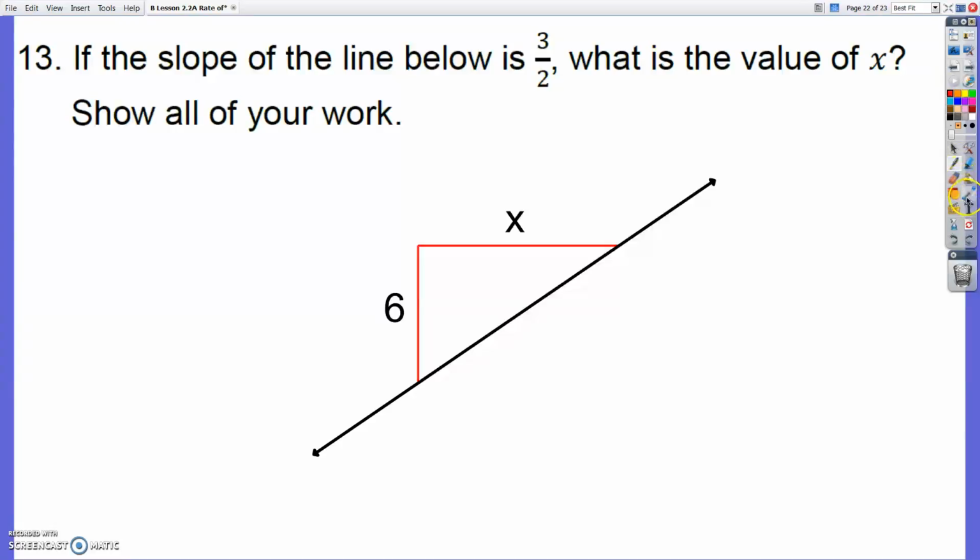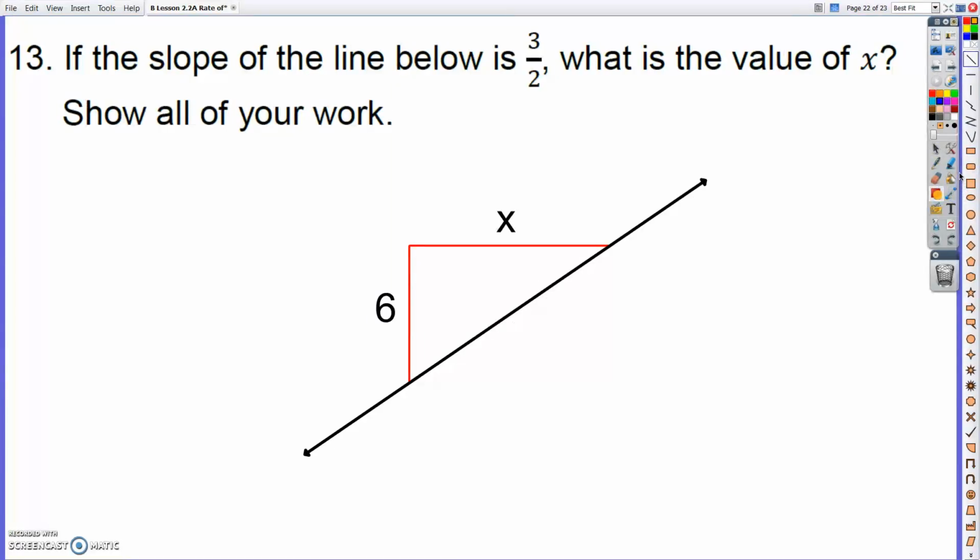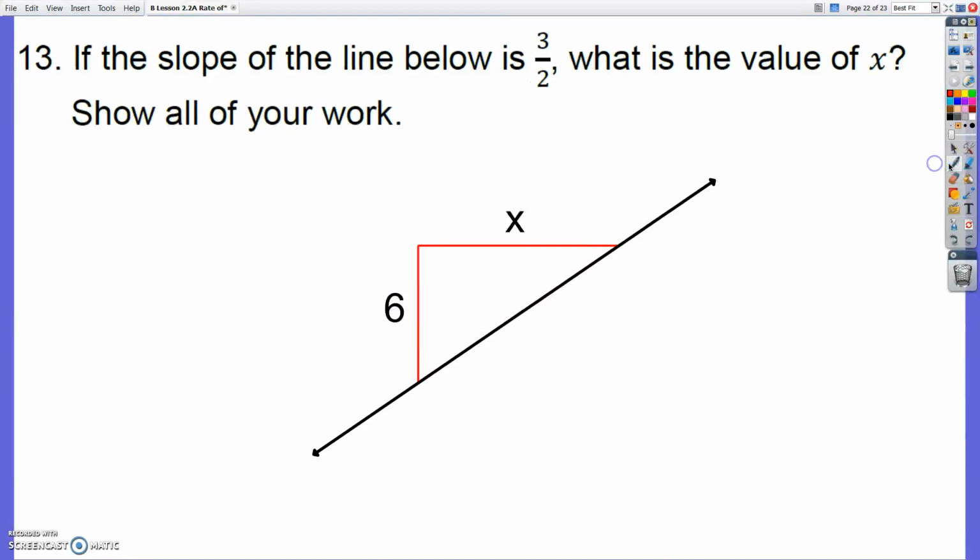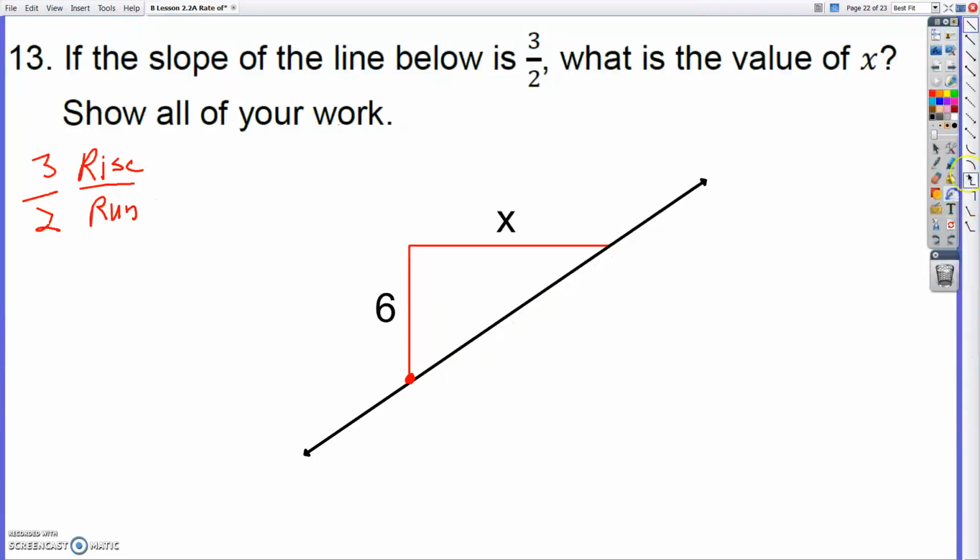Okay, so you guys should have solved it already. So all I'm showing is I am going from this point, so I rose 6 and went over a mystery amount. I'm not quite sure how much I went over, but I know the slope is 3 over 2. So remember, that's the rate of change. That's how much I go up and how much I go over. So it's my rise over run ratio. So my rise over run ratio, if I grab, let's go ahead and grab this one.